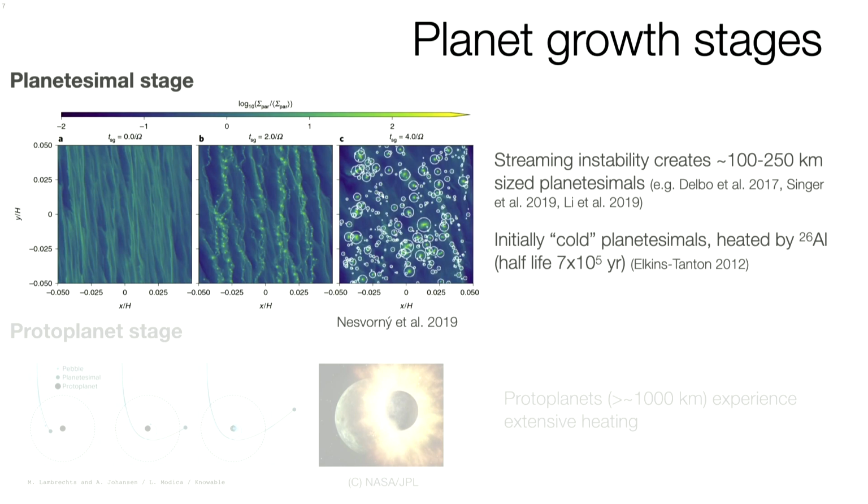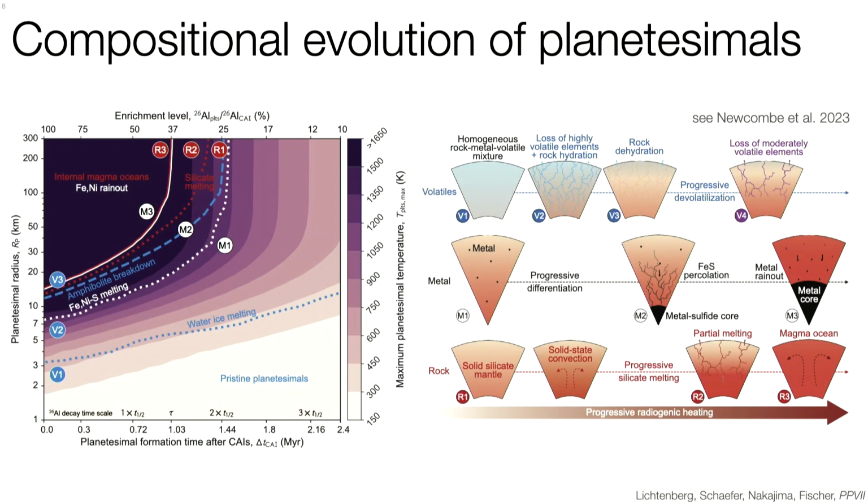These planetesimals are relatively cold because they are relatively small and didn't experience an extensive heating event due to the accretion event itself. However, they could experience extensive heating due to the radiogenic heating of aluminum-26, as we heard in Steve's talk this morning. So what's the effect of the heating? This figure shows the maximum planetesimal temperature as a function of planetesimal formation time after CAI, and also planetesimal radius.